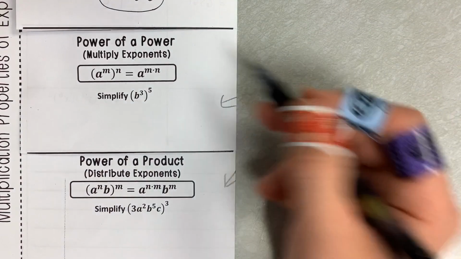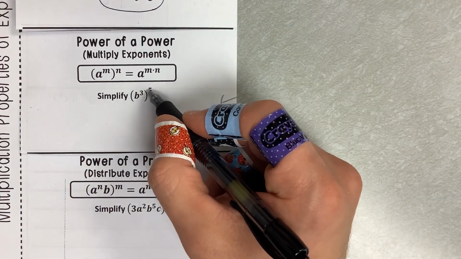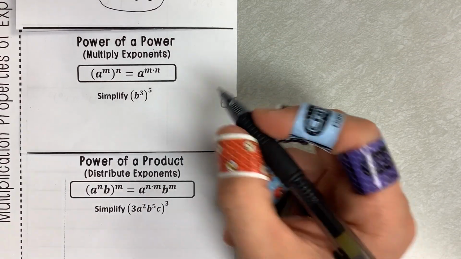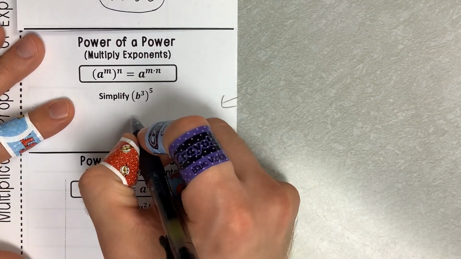To make things a little more simple, let's say you have this problem. B to the third, and it's also being raised to the fifth. Well, I know that I can multiply my exponents. 3 times 5 is 15, so this will be b to the 15th.